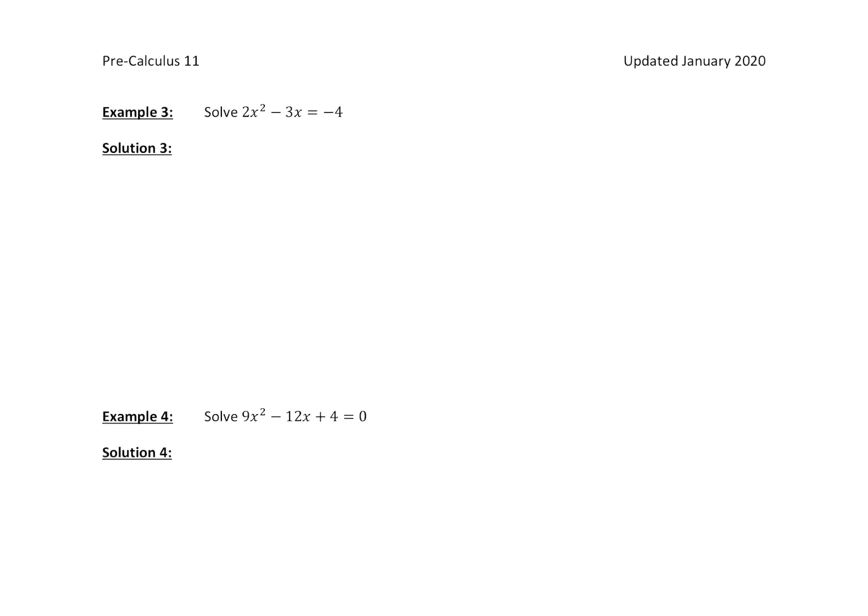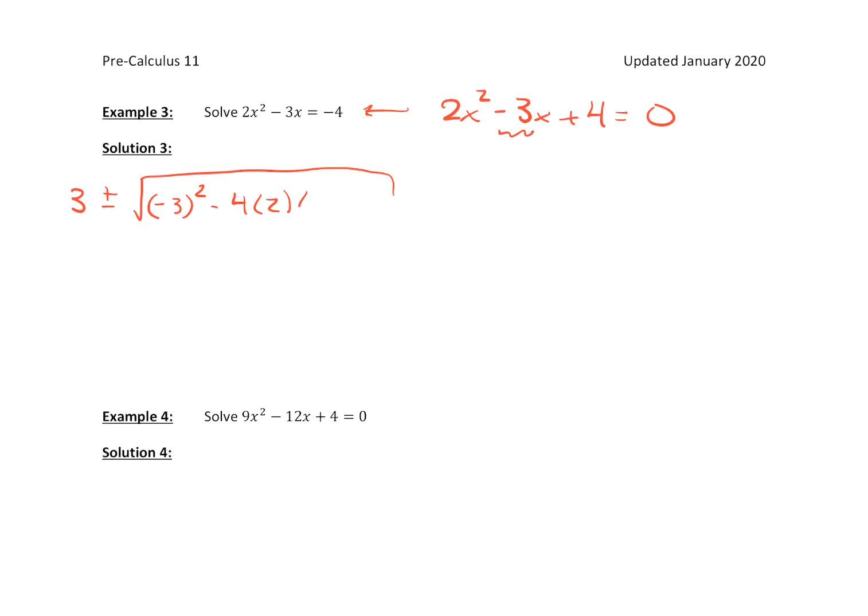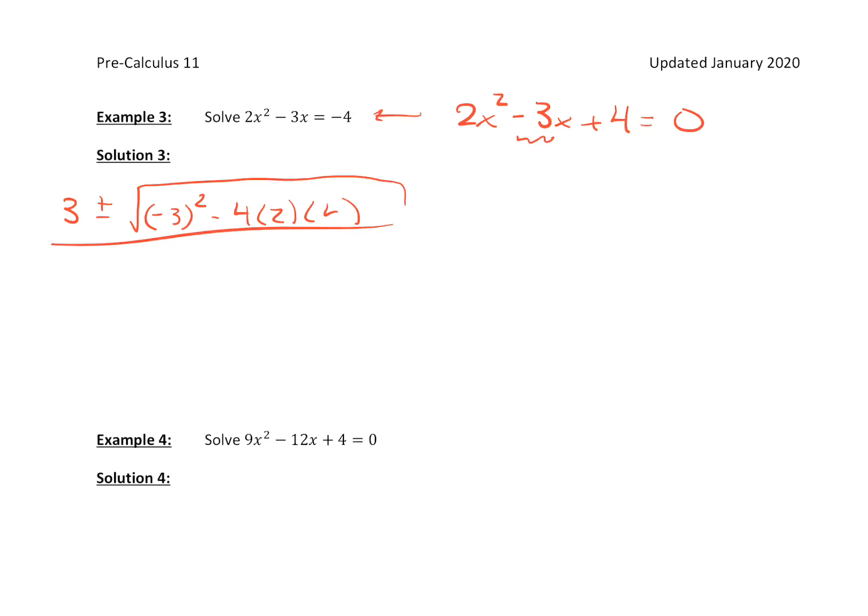So let's do a couple more. Now, first, this isn't going to work, right? We need it to be equal to 0. So 2x squared minus 3x plus 4 is 0. And now you've got your a, b, c. So negative b, but careful here, b is -3, so negative b is +3, plus or minus the square root of b squared minus 4 times a times c all over 2 times a.